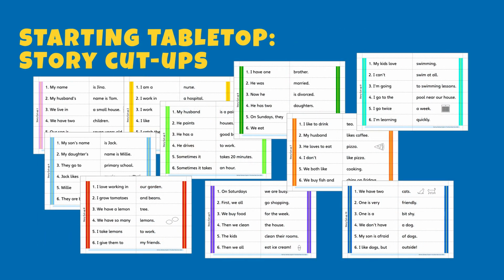Both the story cut-up sets are narrated by women. I will point out that set 12 features men, and each woman is talking about her life and her family situation. So Starting Tabletop has simple sentences with likes and dislikes, daily and weekend activities, but does also cover some issues like adult swimming lessons and people's feelings about pets that can lead to more discussion.